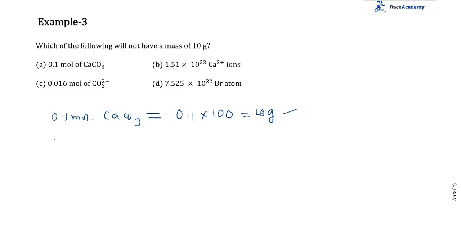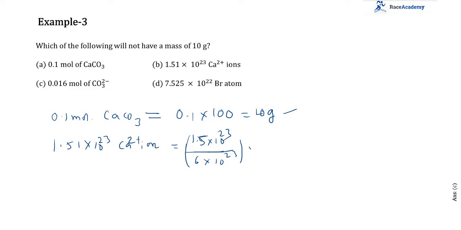And another one: if you see 1.5 into 10 to the power of 23 calcium ions are there. You want to find the mass of it. So this 1.5 will be divided by Avogadro number, approximately I am taking 6 into 10 to the power of 23, into calcium atomic mass, which is 40. Then see here, 1 by 4 into 40. Here also you got 10 grams. So this also got 10 grams.